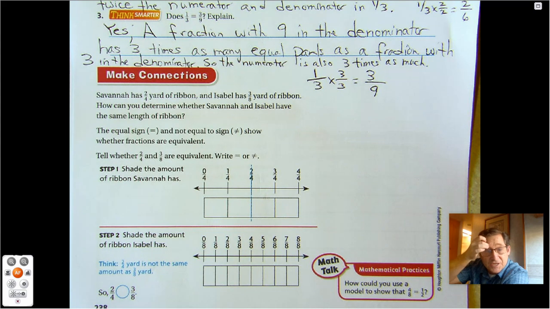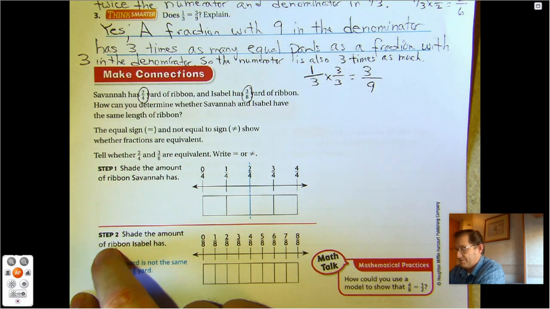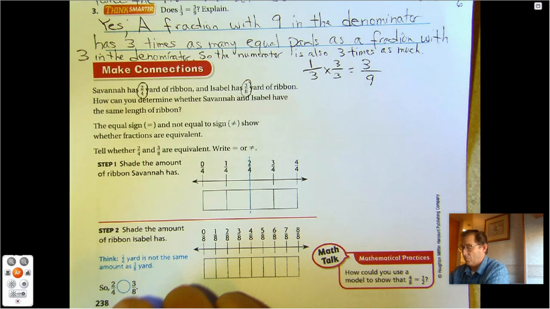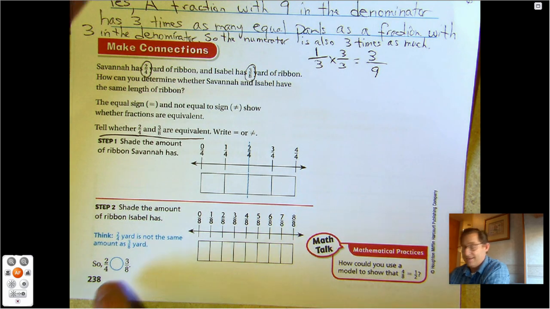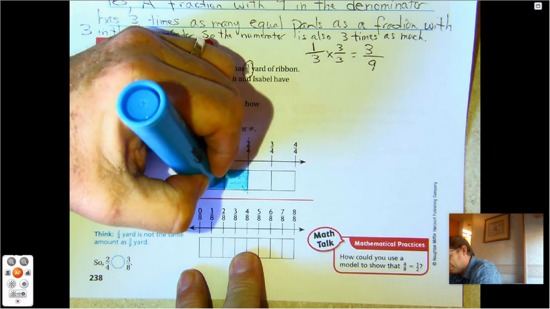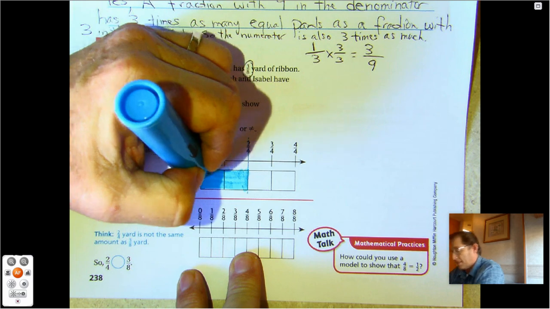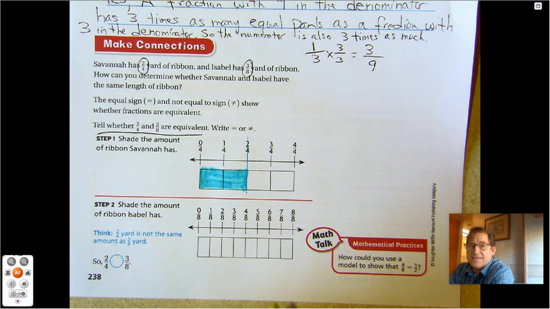All right, so the first thing we're going to do is shade the amount of ribbon Savannah has. Let's go back and circle this. So Savannah has 2/4 yard. Isabel has 3/8 yard. And we need to tell whether they're equivalent. So Savannah has 2/4, and Isabel has 3/8. We're comparing fourths and eighths.